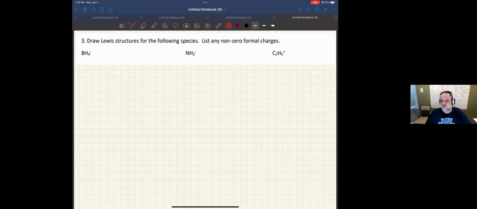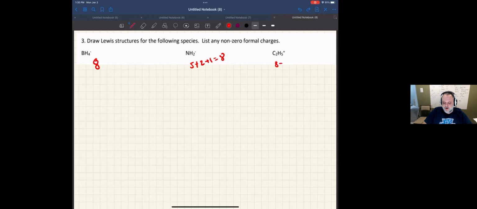So you should be able to add up all the valence electrons for each one of these things. So let's do that real quick. BH4- is going to give you 8: 3 from boron, 4 from hydrogen, 1 from the negative charge. Nitrogen, you get 5, hydrogen, you get 2, and you get 1 from the negative charge. So that's a total of 8 as well. And for the valence electrons of C2H5+, we're going to get 4 plus 4, that's 8 from carbon. We'll get 5 from the hydrogens. I'll subtract 1 because of the positive formal charge. So that's a total of 12.